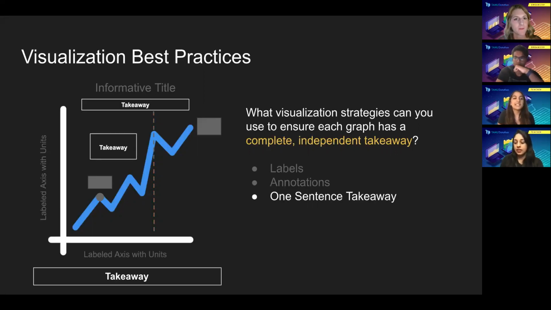And lastly, a 1-sentence takeaway. This is a really good practice as well: include a caption or the story that whoever is looking at your chart should be taking away. You can put this underneath the title, you can embed it directly in your graph, or you can use it as a caption underneath. It's a really strong tool.